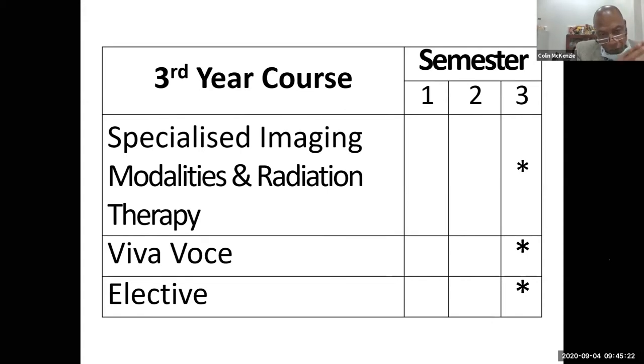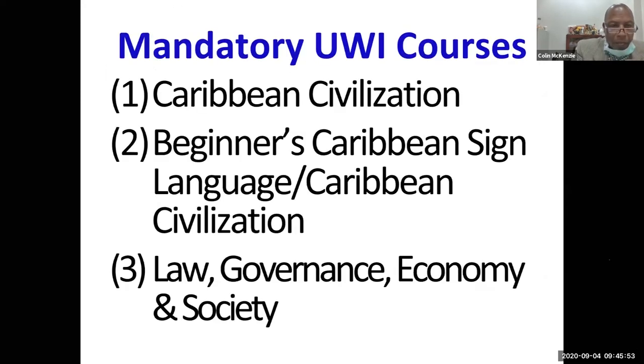It's an oral examination. For the viva voce, you actually do an oral examination for about 15 minutes with two examiners, and you can be examined from any course, any activities, clinical participation from first year up to the point of the viva examination. Then you have the elective to do. Your elective is a clinical component, and Mrs. Harker will expound on that in her part. There are some mandatory UWI courses that are Caribbean Civilization, Beginners Caribbean Sign Language, or you can do Law and Governance and Economy and Society.